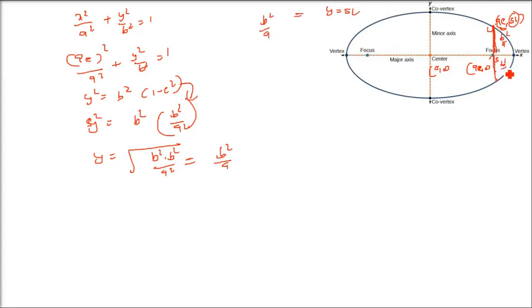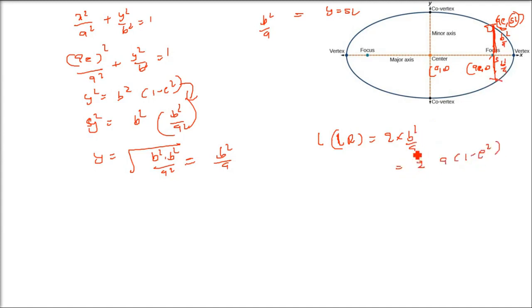How about the full length? Latus rectum is the full length. B square by a plus b square by a, or you can say b square by a into 2. So the length of the latus rectum, a line which is passing through the focus, cutting 2 points on the ellipse and parallel to the axis, is 2 into b square by a. This is the length of the latus rectum.